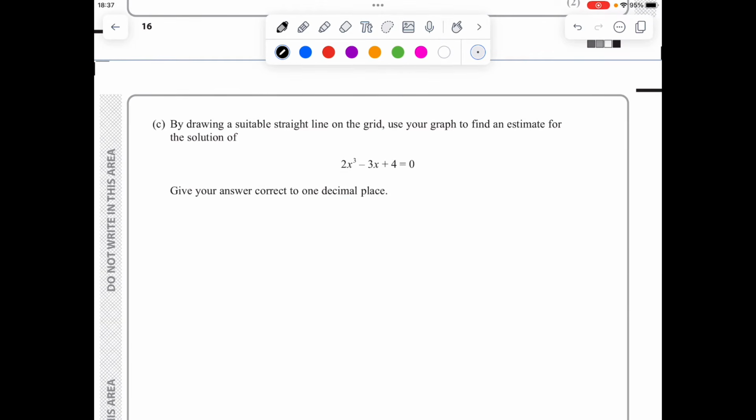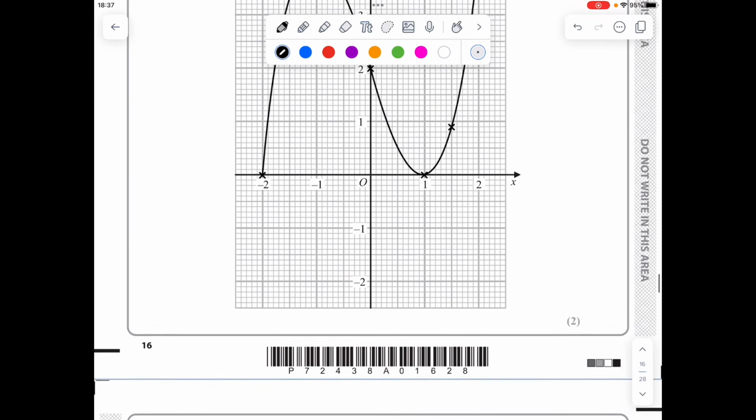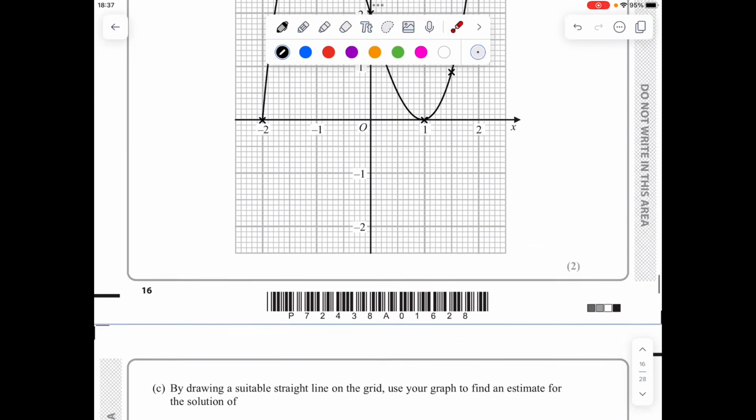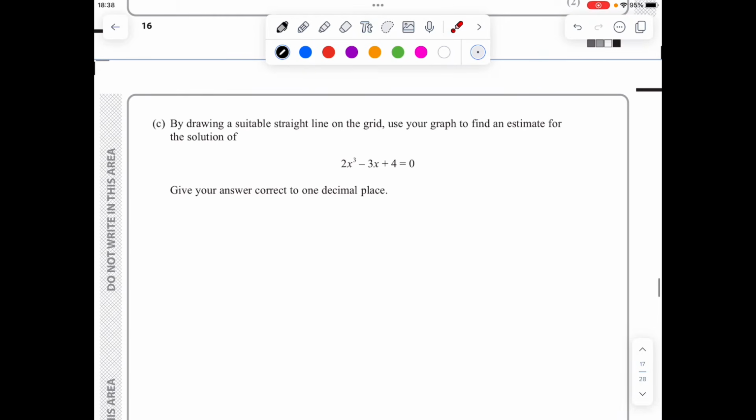For part C, I need to rearrange this so that the left-hand side becomes the equation that I have plotted, which is this one. So the first thing I will do is divide this by 2. So I get x cubed minus 1.5x plus 2 is equal to 0.